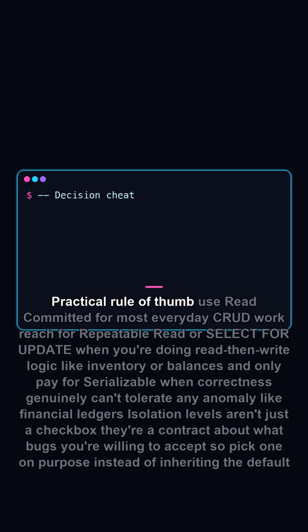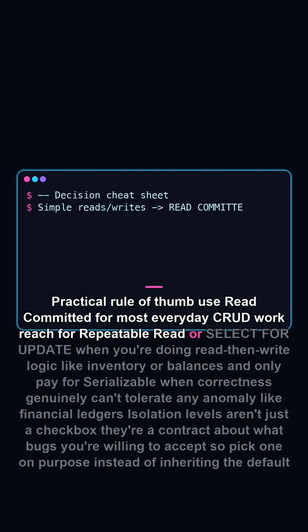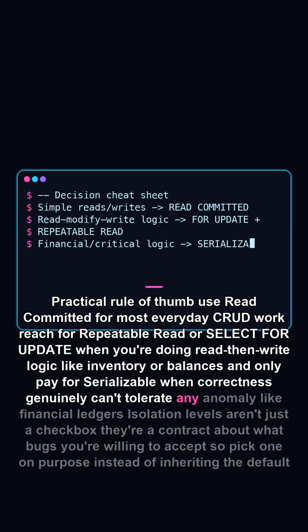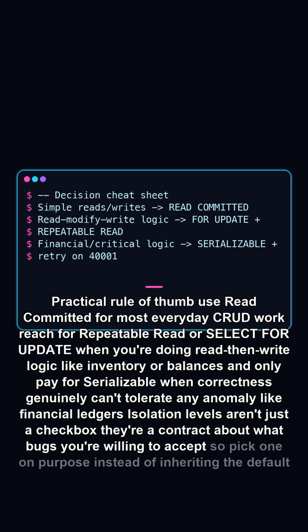Practical rule of thumb: use Read Committed for most everyday CRUD work, reach for Repeatable Read or SELECT FOR UPDATE when you're doing read-then-write logic like inventory or balances, and only pay for Serializable when correctness genuinely can't tolerate any anomaly, like financial ledgers. Isolation levels aren't just a checkbox, they're a contract about what bugs you're willing to accept, so pick one on purpose instead of inheriting the default.